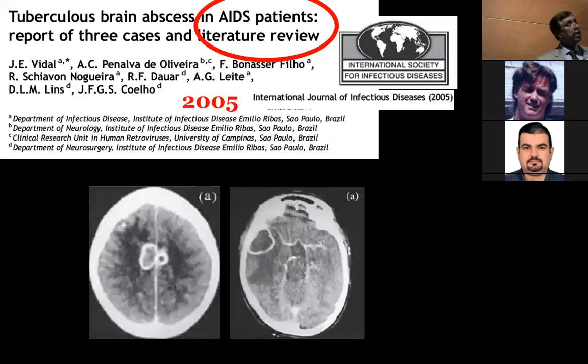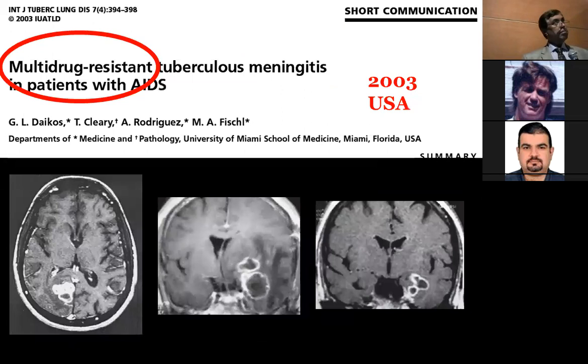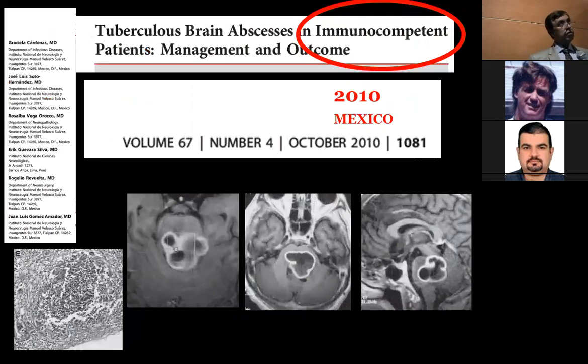Again, brain abscesses in AIDS patients, unusual places, parasagittal. Multi-resistant drugs cause these, again from USA, 2003. Looking into the paper, he is a patient from Yemen. This is a paper from Mexico, and also in immunocompromised and immunocompetent. So this is in immunocompetent from Mexico. Look at these abscesses.